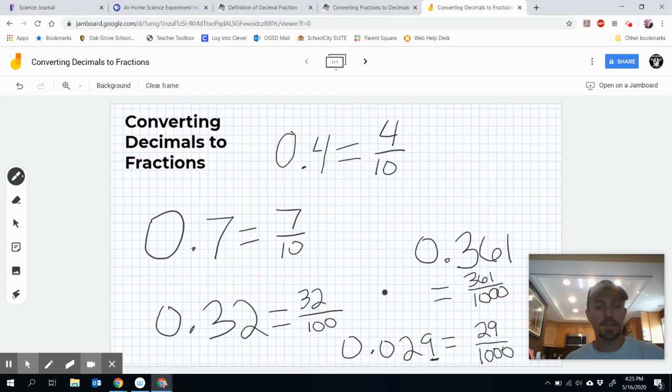Last but not least, don't forget that there are certain times when you can then simplify your fraction. So 4/10, you could simplify down to 2 over 5. 32 over 100, you could divide both of those numbers by 4 and simplify that one as well. So there you go. That has everything that I wanted to teach you today about decimal fractions.